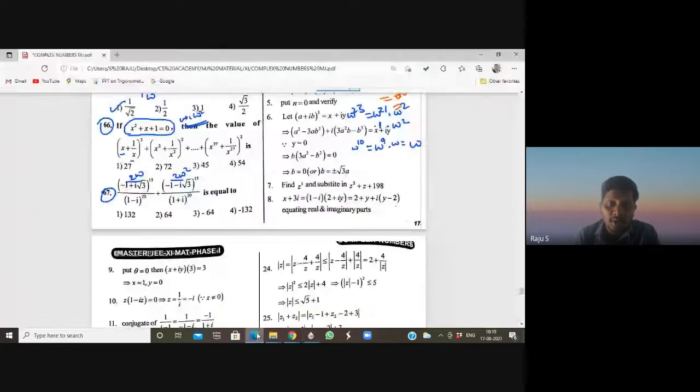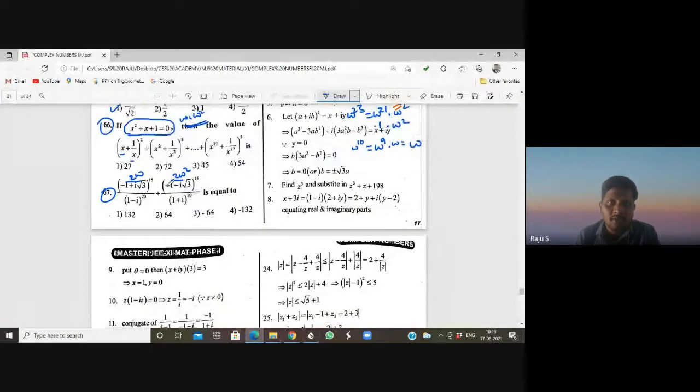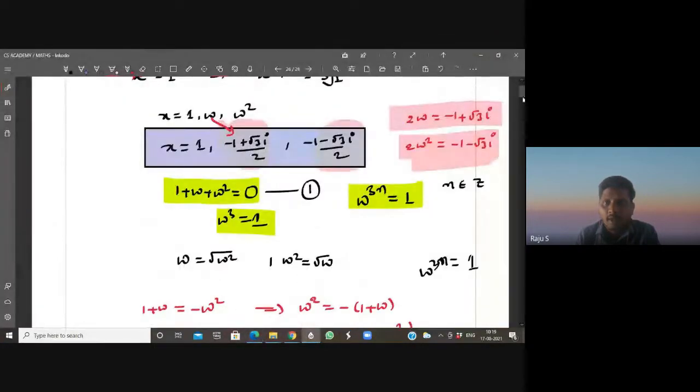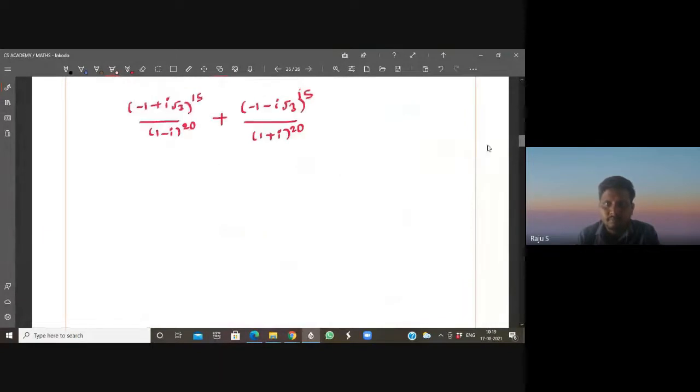So you must remember, because already here it is 2 omega whole power 15, 2 omega square whole power 15. The numerator becomes 2 omega all to the power of 15 plus 2 omega square all to the power of 15, divided by 1 minus iota whole power 20. Shall I write it as whole square whole power 10? I want to simplify individually.